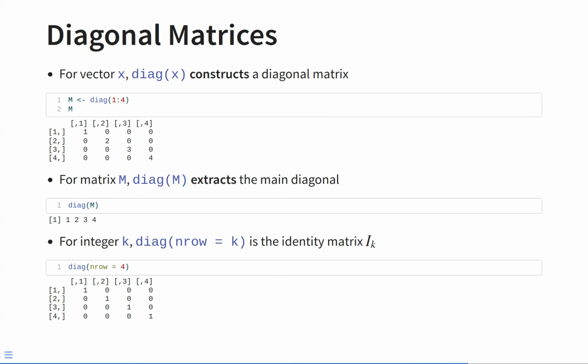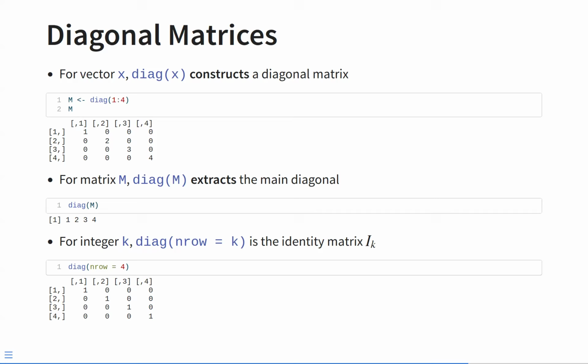There are lots of times in econometrics when we want to work with a diagonal matrix, and R has a command for this. The command is diag. For some vector x, diag(x) constructs a diagonal matrix out of x. The way it does this is by taking a square matrix of zeros and putting the elements of x down the diagonal from top to bottom. So here we have a diagonal matrix with elements 1, 2, 3, 4 on the diagonal.